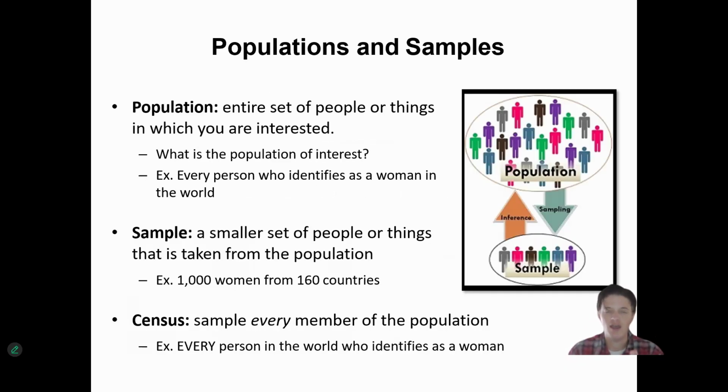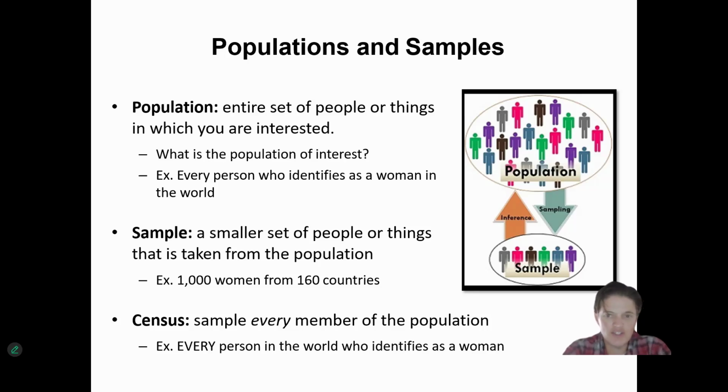What is the difference between a population and a sample? The population is the entire set of all people or things in which you are interested, right? So it's the entire population. So let's say I wanted to know about students at Moorpark College. Okay, population would be every student who currently goes to Moorpark College. It could even include every student who has attended Moorpark College or is registered to attend in the future, depending on how I define that. So it's the entire set of everyone or everything in which you are interested. It could be everyone who identifies as a woman in the world, everyone who goes to Moorpark College, right? It's the entire group of people you're interested in.